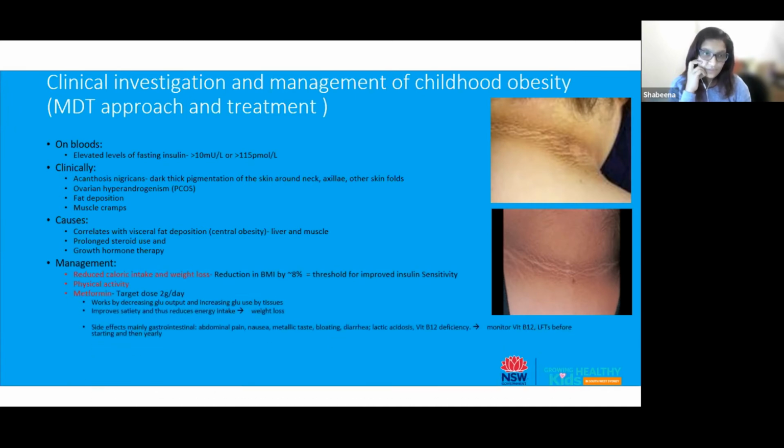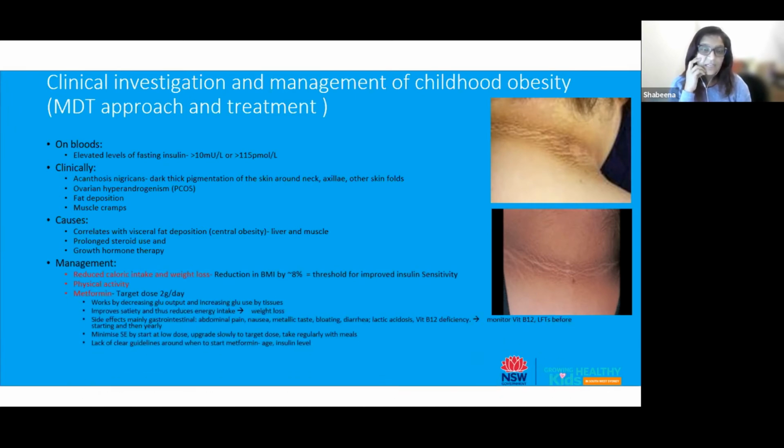So what do we do for these children? Luckily, most of this work is done by the amazing allied health staff and the nurses that I work with, but we know that we really need to be in a calorie deficit. So that is what we are trying to work towards. We reduce the calorie intake and try to improve weight loss. If we reduce BMI by about 8%, you do see much improved insulin sensitivity. When you improve your BMI, you see the insulin beautifully reducing, as you will see in our case study that comes up next.